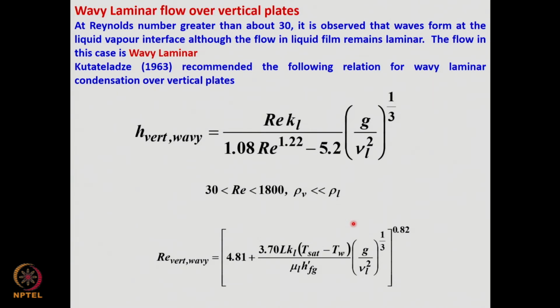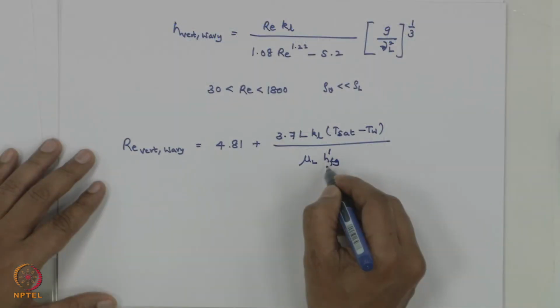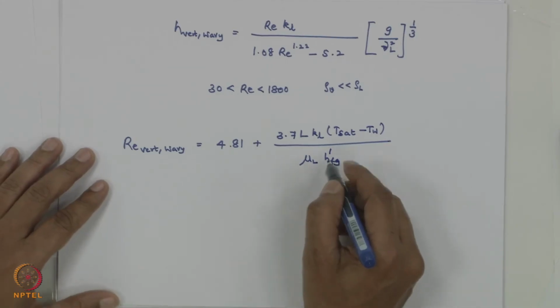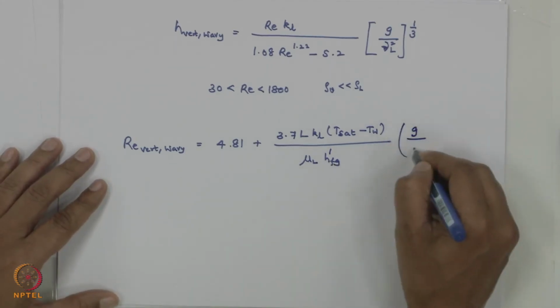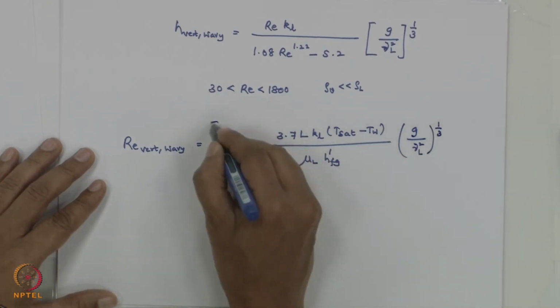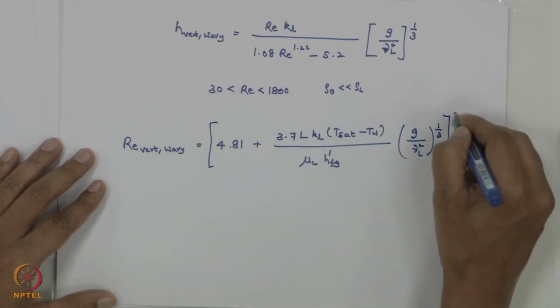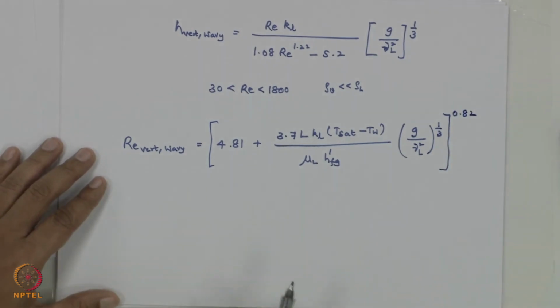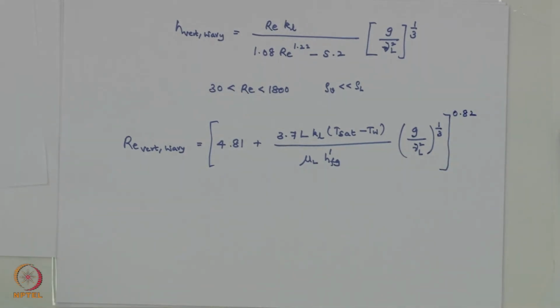Re for vertical wavy is [4.81 plus 3.7 k_L into (T_sat minus T_wall) upon mu_L h_fg prime into (g by nu_L squared) to the power of 1 by 3] all to the power of 0.82. This is not h_fg, it is h_fg prime. Okay, so this is for vertical wavy.